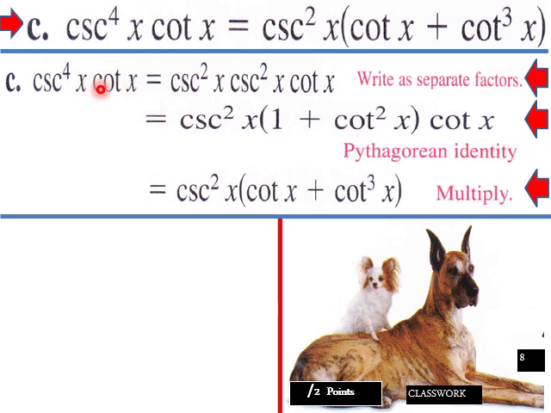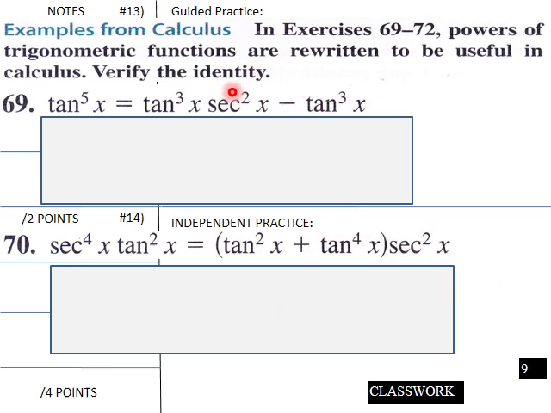See, cosecant to the fourth x cotangent x. So cosecant x, multiply that.